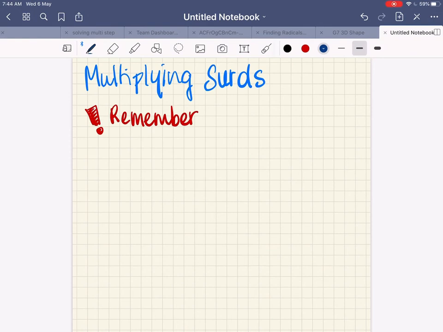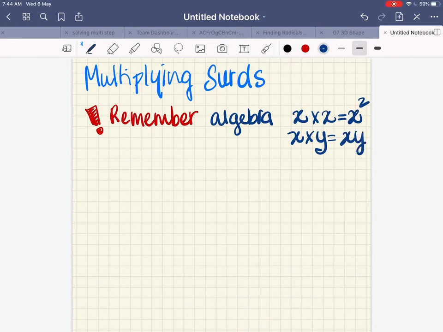Good morning. Okay, what we're going to do is look at multiplying surds. And what I actually want for us to do is recall some of the things you were doing with algebra. Okay, so if you remember, x times x was x squared. x times y, they are not like terms. I couldn't add them, but I can multiply them. And 2x times 4y, I multiply my coefficients first, and I get 8xy.